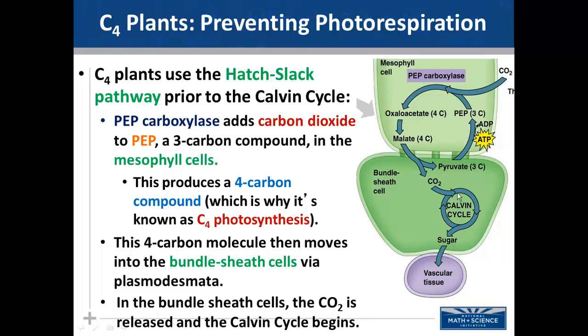This Calvin cycle is essentially exactly the same as what we talked about in C3, but it's happening, as you can tell, in a different location. It's happening in the bundle sheath cell. Now, once the carbon dioxide is released from this 4-carbon molecule, the pyruvate, the 3-carbon molecule that's left, and hopefully you've heard of pyruvate before, perhaps in your discussions of cellular respiration, goes back and is recycled, converted into PEP using some ATP, and then the whole thing can happen again.